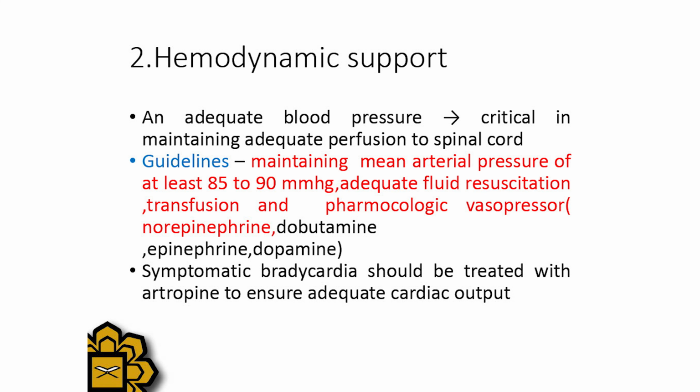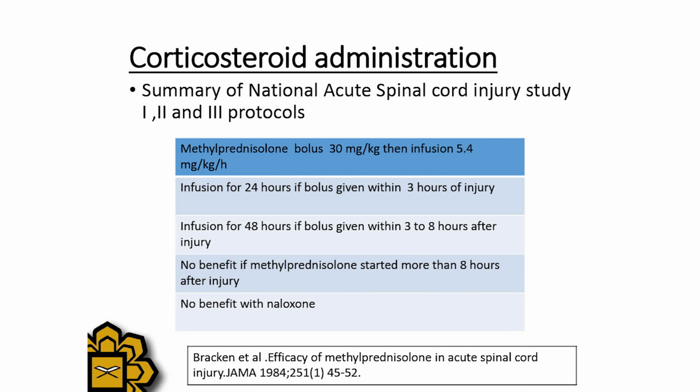Number 2, the guidelines here show that maintaining mean arterial pressure at least 85 to 90, adequate fluid resuscitation, transfusion, and vasopressor is very important. How to maintain your MAP up to 85 to 90 in order to prevent secondary spinal cord injury. So what is the role of corticosteroid? Some surgeons give, some surgeons do not give.